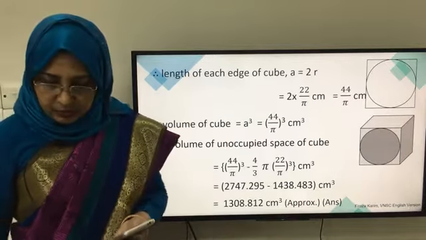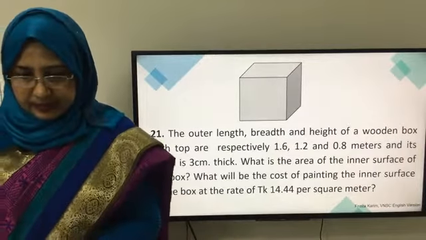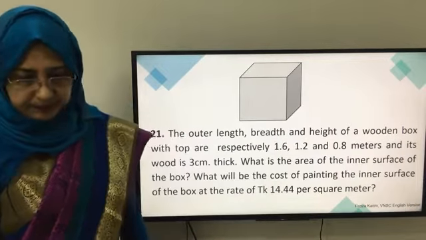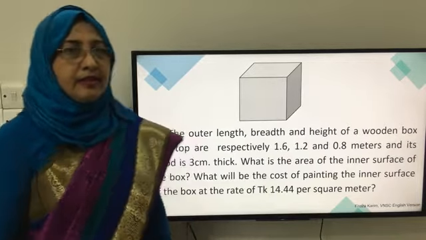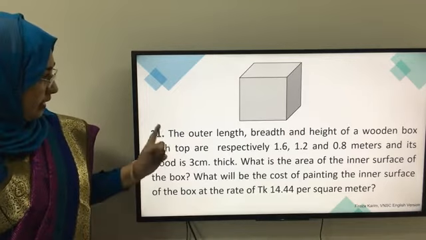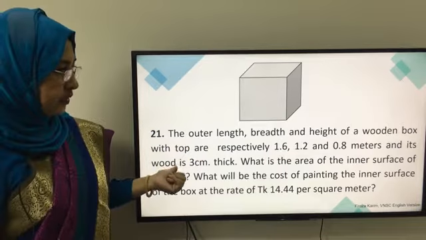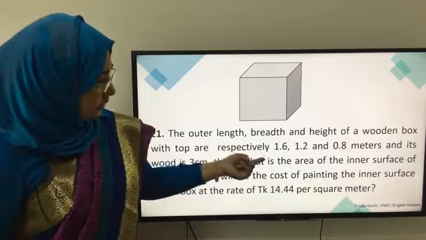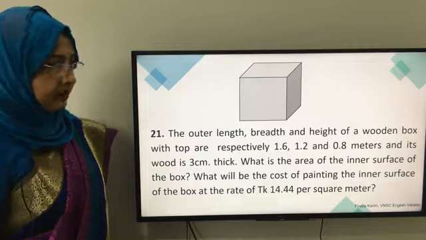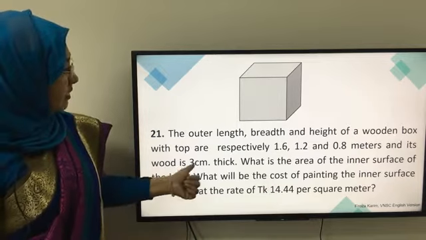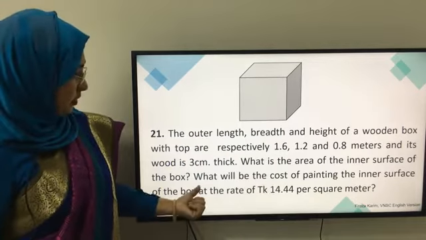Okay, so let's go for the next sum. See here, girls. Yes, the question is a little bit larger. The outer length, breadth and height of a wooden box with top are respectively 1.6, 1.2 and 0.8 meters, and its wood is 3 centimeter thick. What is the area of the inner surface of the box?